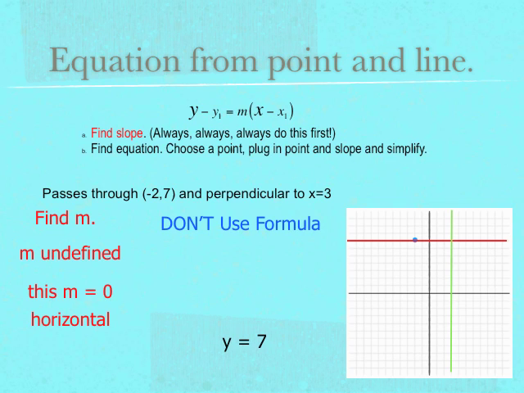Okay, now we can use the formula. For horizontal lines, you can still use the formula if you'd like to. So let's put everything in. y minus 7 equals 0 times x minus a negative 2. So we just get y minus 7 equals 0. Add 7 to both sides, and we get y equals 7. There's not a wrong way to do it. Both ways work.